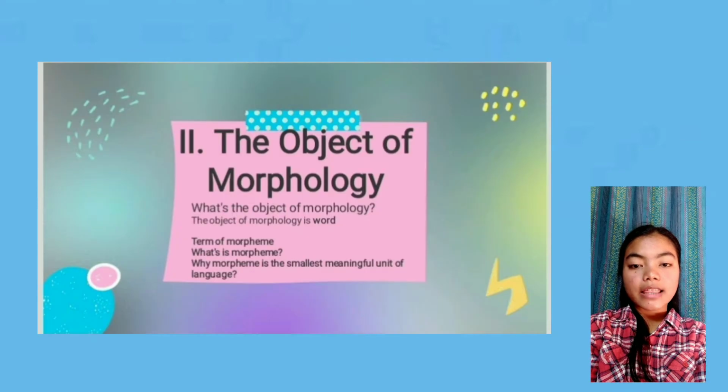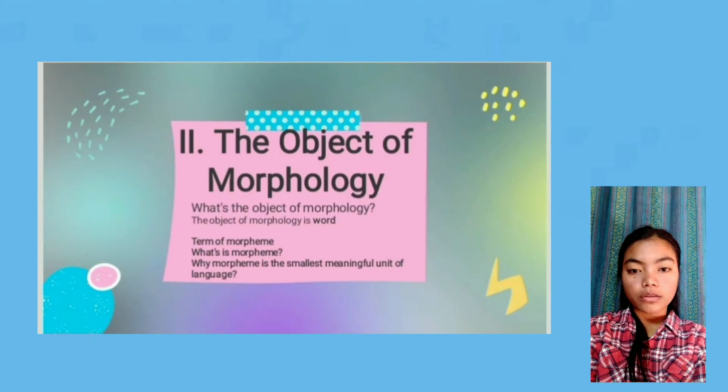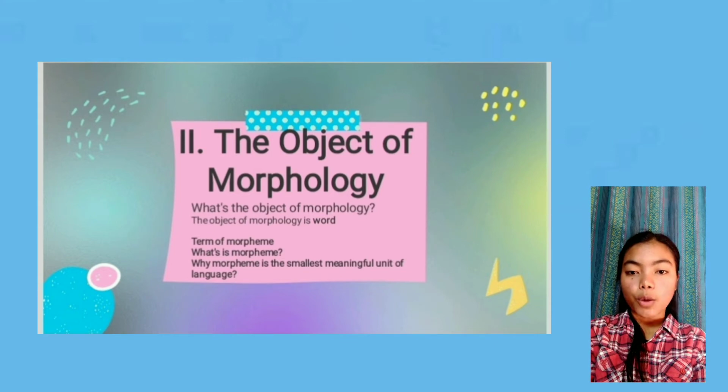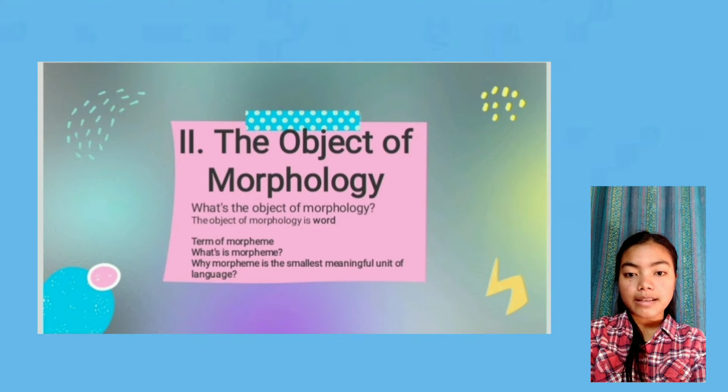Second, the object of morphology is the word. In the word, we can find the term morpheme. What is a morpheme? A morpheme is the smallest language unit whose meaning is relatively stable and cannot be divided into smaller meaningful parts. So why is a morpheme the smallest meaningful unit of language? Because it cannot be further divided into smaller units.